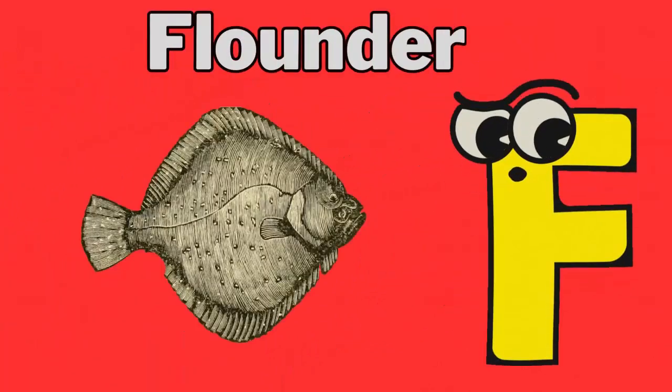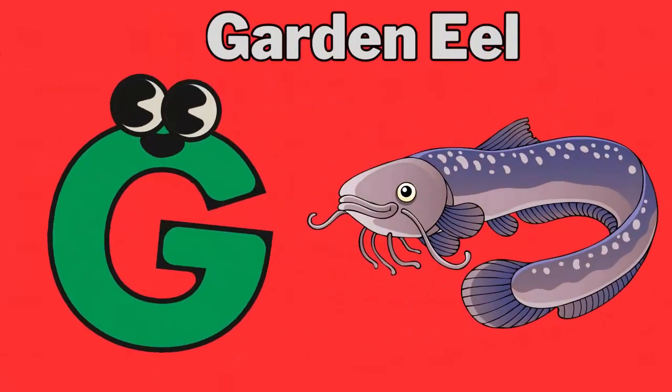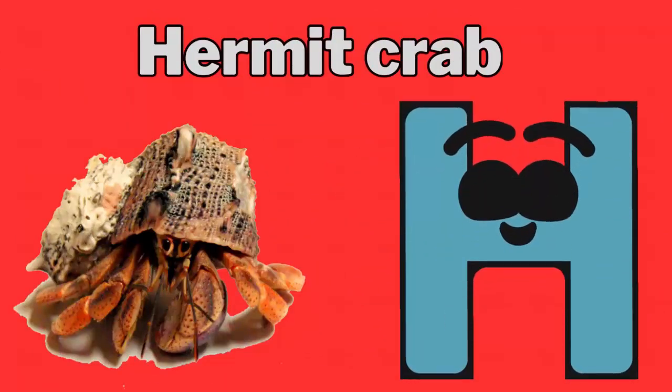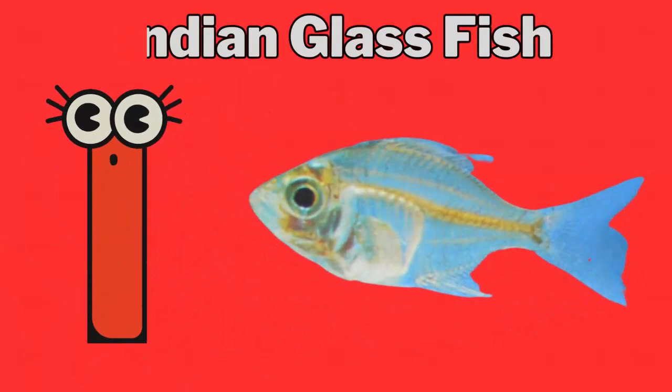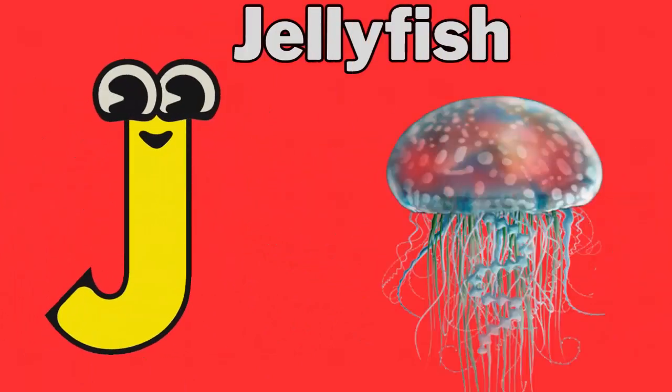F. F for flounder. G. G for garden eel. H. H for hermit crab. I. I for Indian glassfish. J. J for jellyfish.